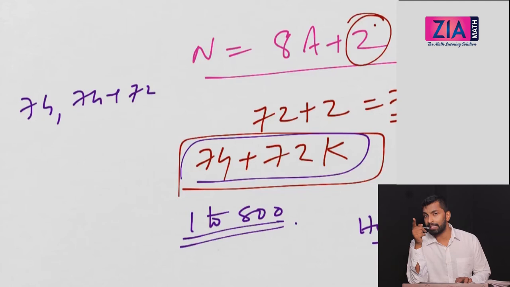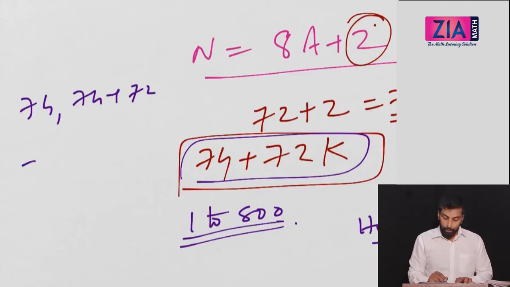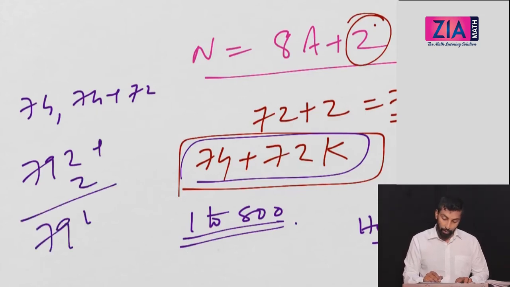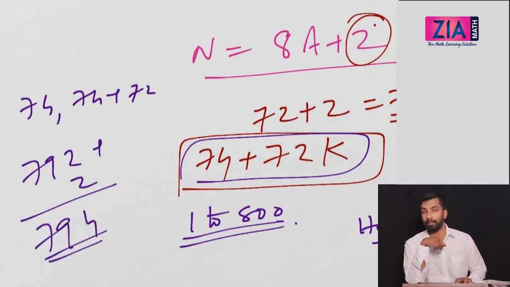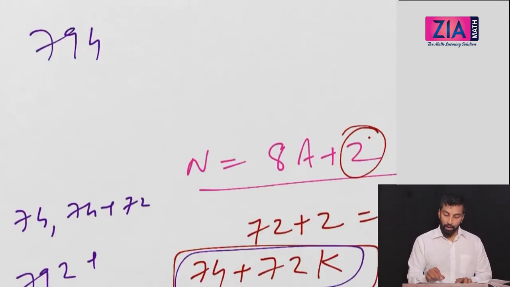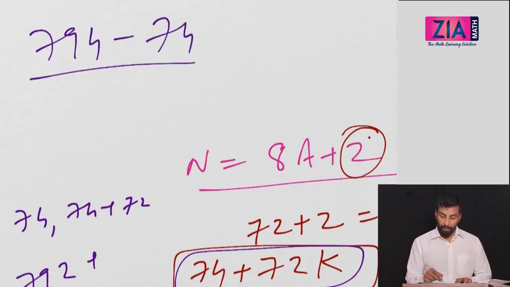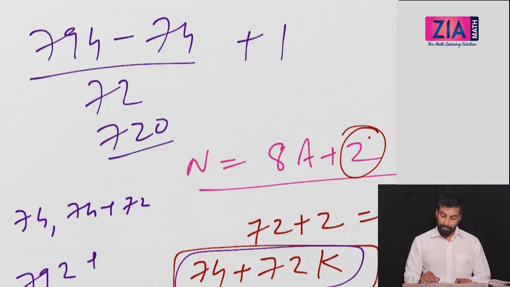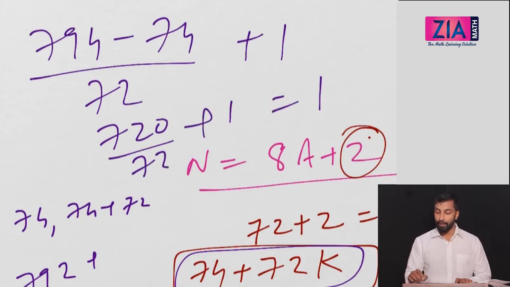Then 720 plus 72, you get 792. So 792 is also a multiple of 72. But I need to add 2 more to get the number. So 794. 794 is the number less than 800. So I know the last number, that is 794, right? 794 minus what is the first number? 74, divided by what is the common difference? 72, plus 1 will give you the total number of terms within the range of 1 to 800, right? So what is that? This becomes 720 by 72 plus 1, that is 11.